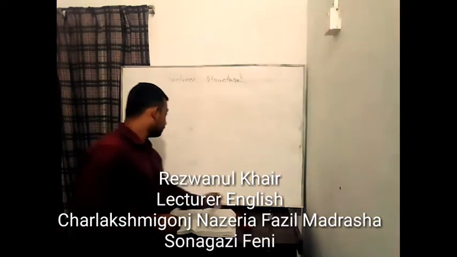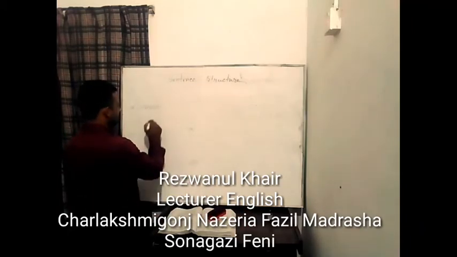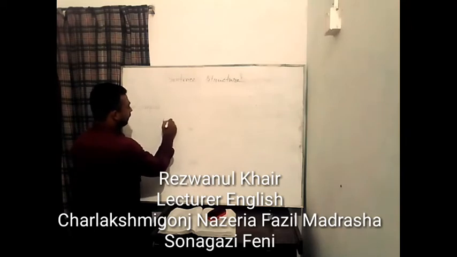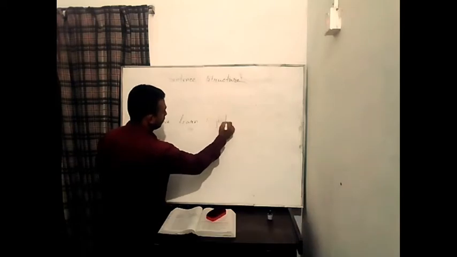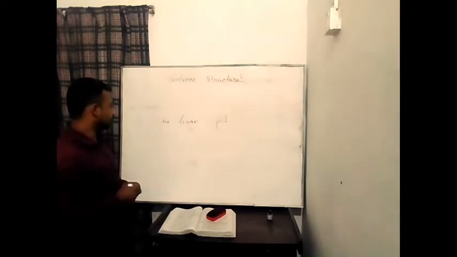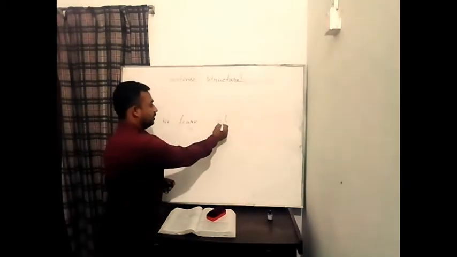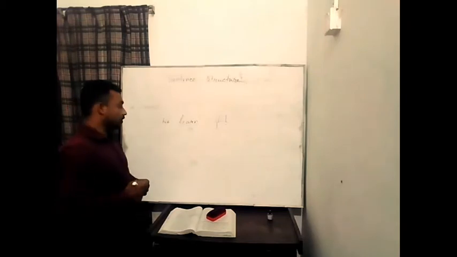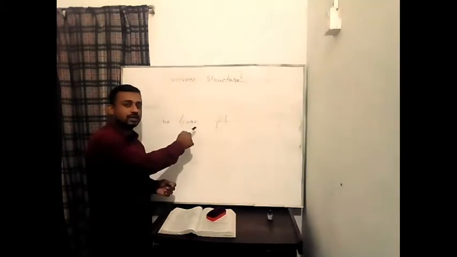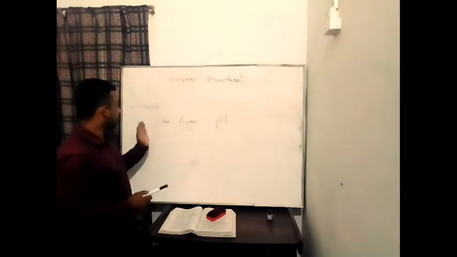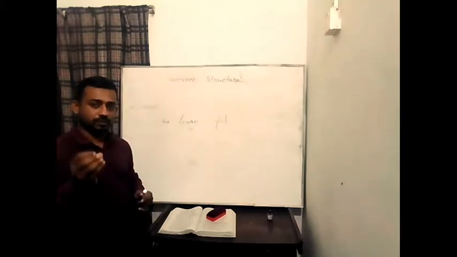As for example, we learn English. This is a simple sentence. Look here: we is the subject, learn is the finite verb, and English is the object. So this is a simple sentence, as it has a subject and a finite verb. If we give another example, then it will also be a simple sentence.